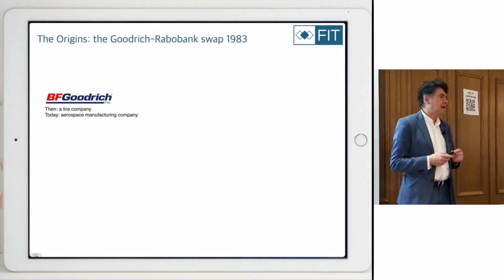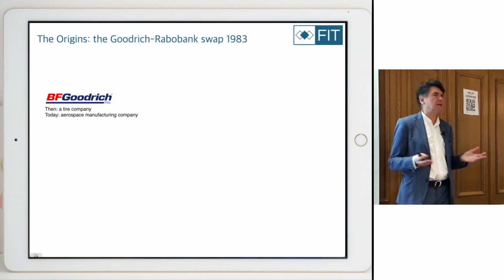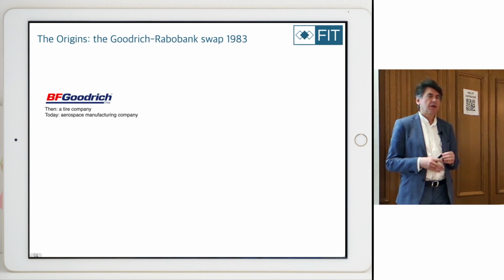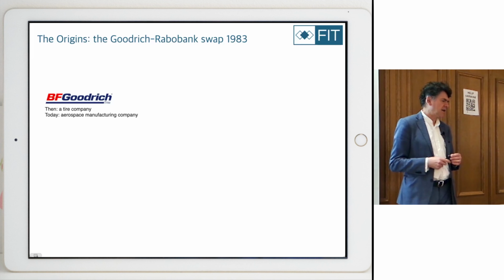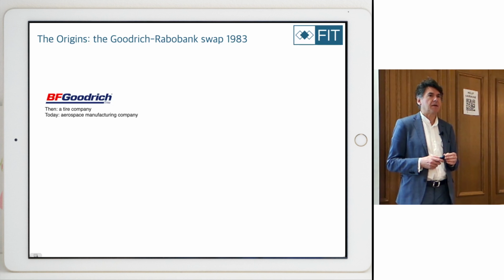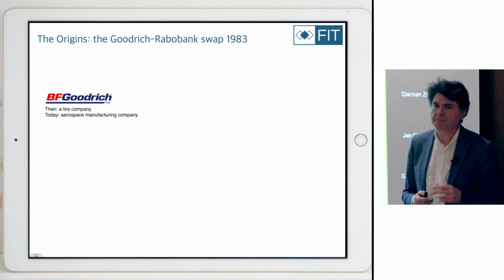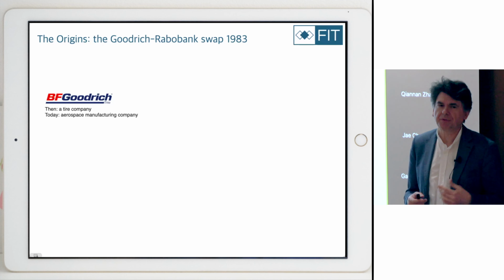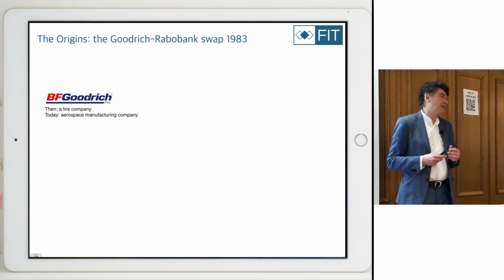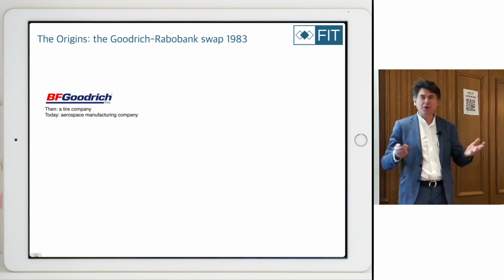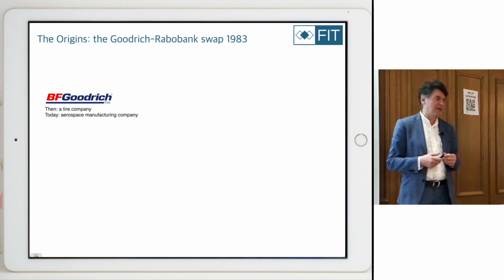B.F. Goodrich is a company. Back then, they did almost exclusively tires for cars. Now they do other things. They are in the aerospace manufacturing area. B.F. Goodrich is a company that in the year we're talking about, they were mostly a tire company. You may have driven a car. Maybe you have been driven in a car with Goodrich tires. You probably know the brand Goodrich. They do military equipment.